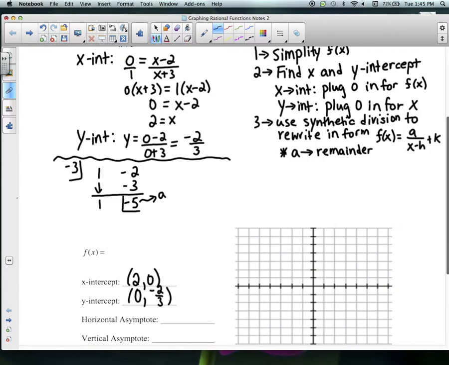So the remainder is actually your a value. If you were going to write this in the format that we used to do, you would just write 1 minus 5 over x plus 3. It's not the exact format of the way we wrote these functions. We would just switch that and put the fraction part first. So it'll be negative 5 over x plus 3 plus 1.